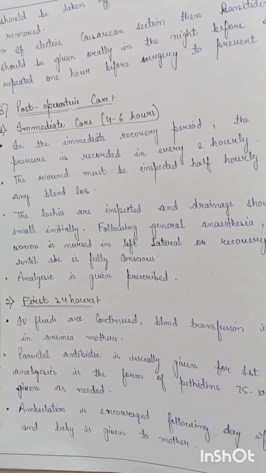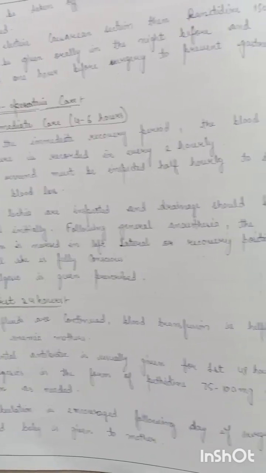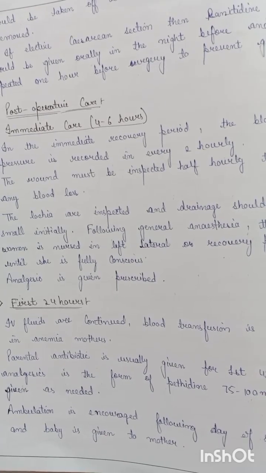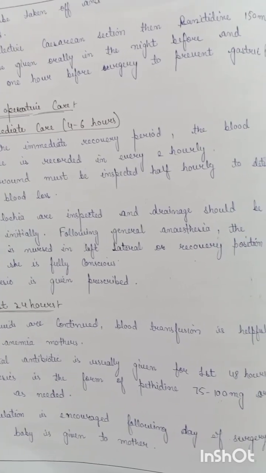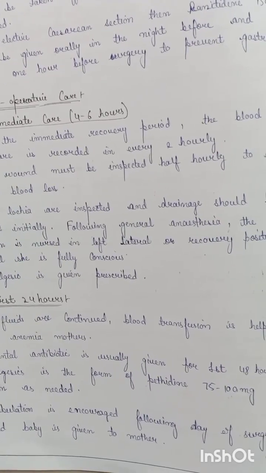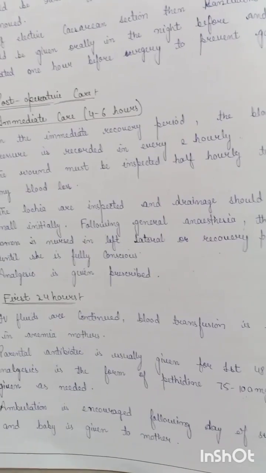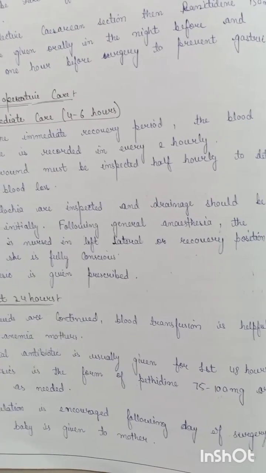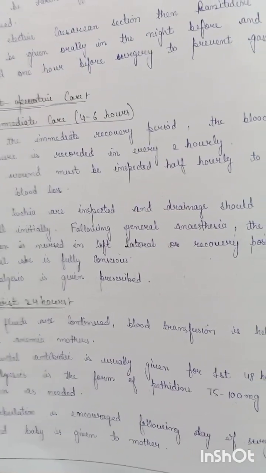First 24 hours: IV fluid is continued, and blood transfusion is helpful in anemic mothers. Parenteral antibiotic is usually given for the first 48 hours. Analgesic in the form of pethidine 75 to 100 mg is given as needed. Ambulation is encouraged the following day of surgery and the baby is given to the mother.